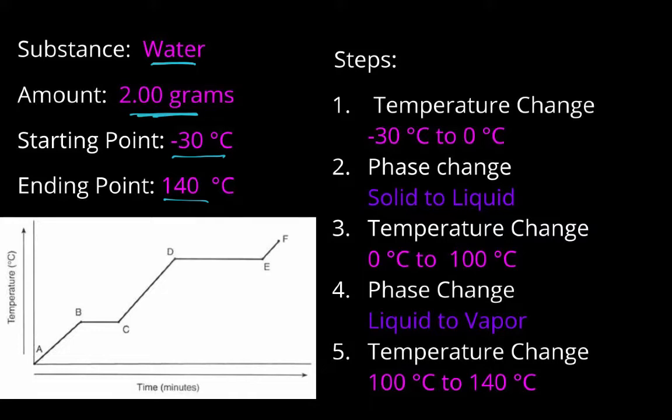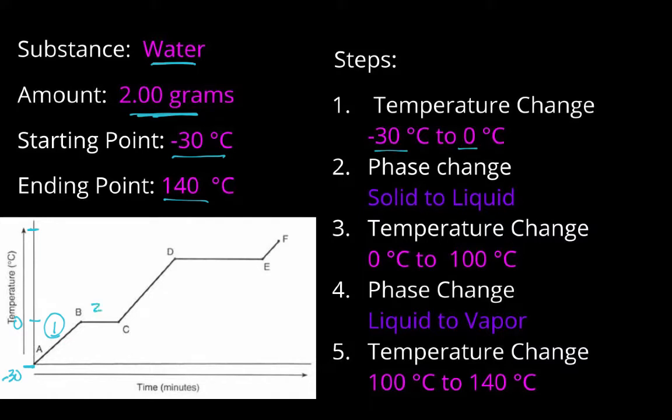ending point. Okay, so like I said, we're going to need 5 different calculations, or this problem has 5 different steps because it's going all the way from down here all the way to the very top. So my first step is going to be a temperature change. For that first step, I'm starting at minus 30 and I'm stopping at 0. So that's my temperature change.